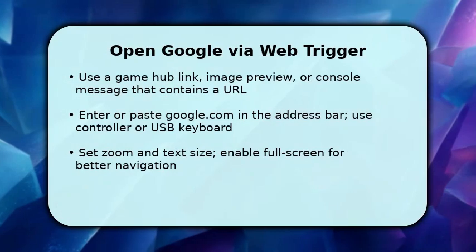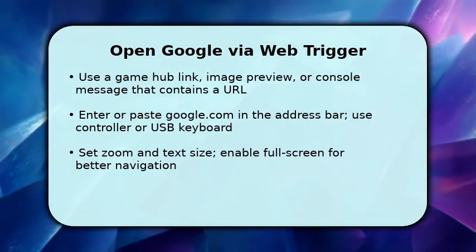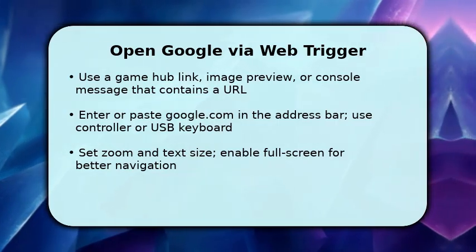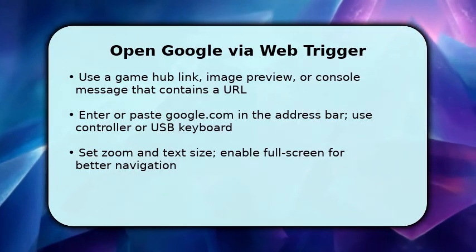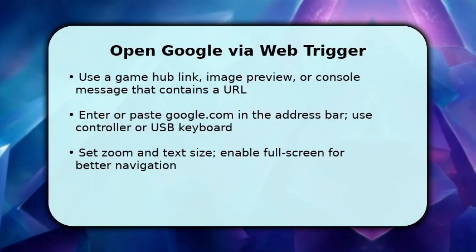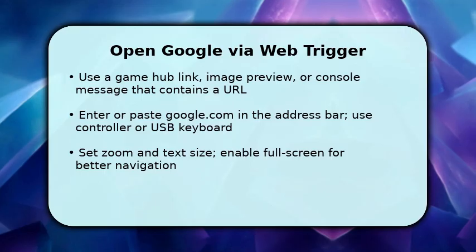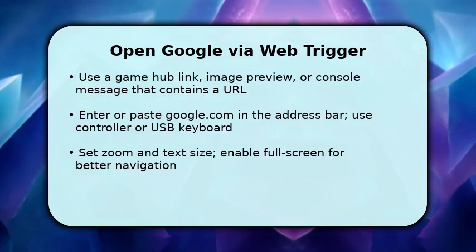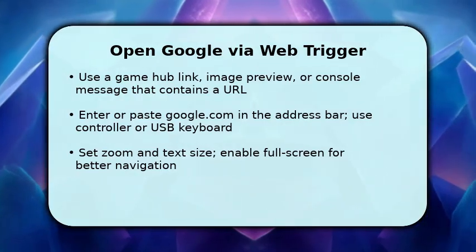Once you've triggered the PS5 web view, bring up the address bar and type or paste Google.com. Using a USB keyboard speeds this up, but the controller works too. Make sure to press R3 or the on-screen menu to adjust zoom and text size so results are readable on TV. Also enable full screen or focus mode if available, because it reduces UI clutter and improves navigation using the D-pad and face buttons. These steps help you search faster and avoid typing errors.